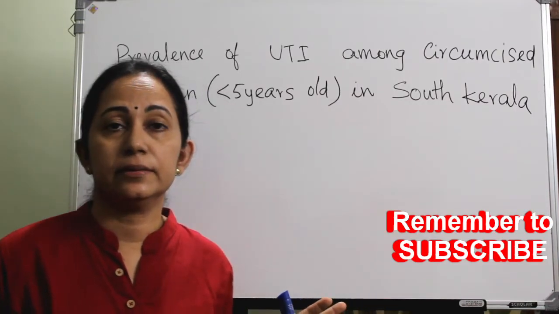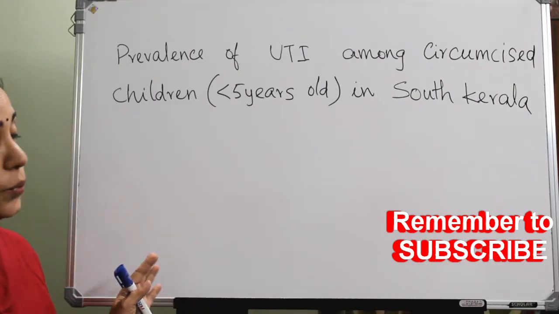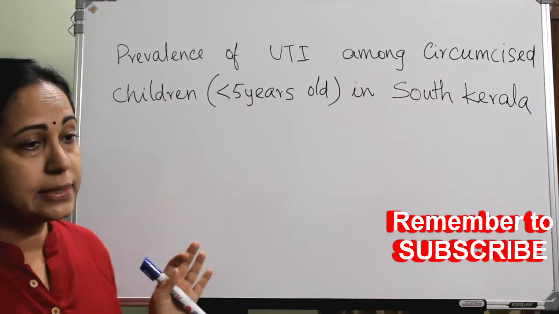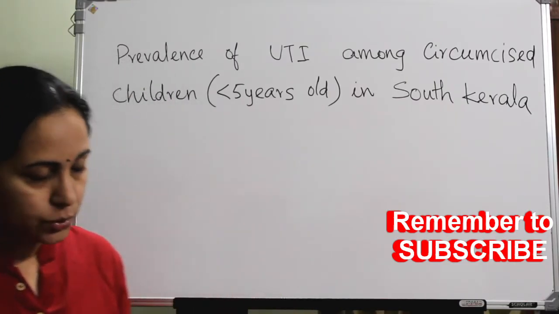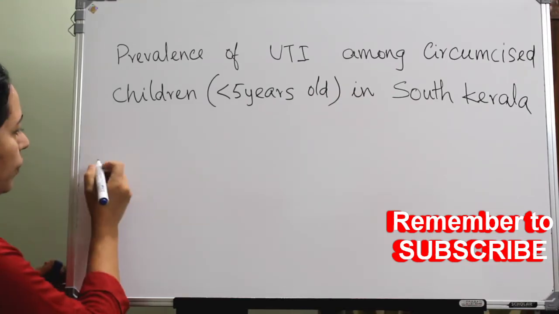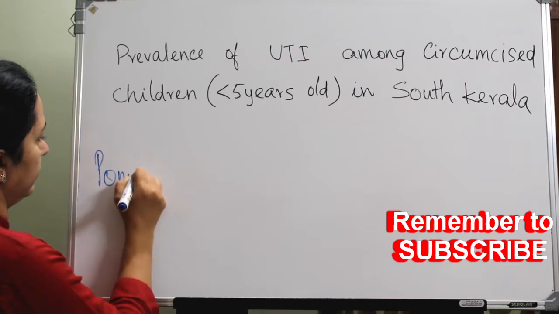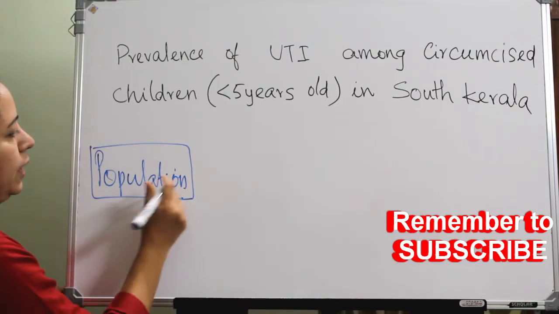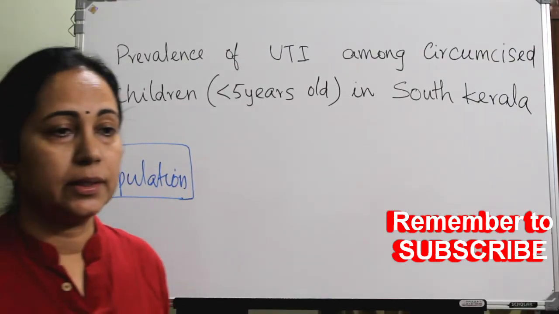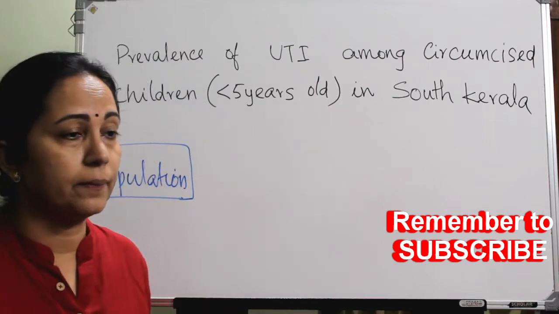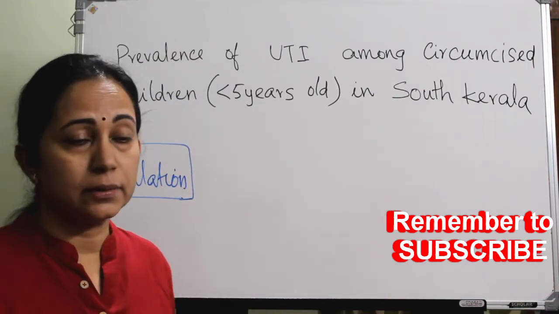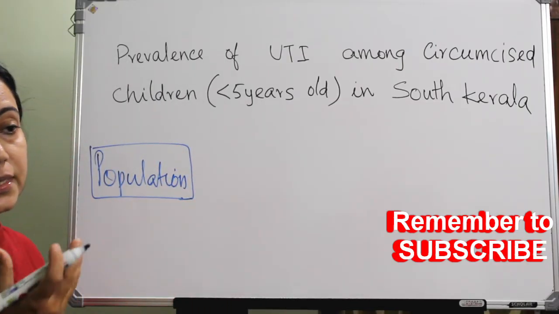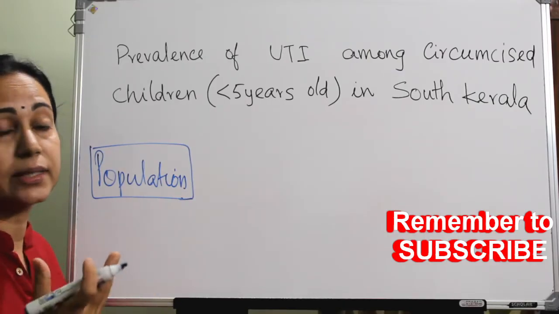The investigator wants to estimate the prevalence of urinary tract infection among children who have been circumcised, that is, less than 5 years old, in South Kerala. So there is a population, and this population is very big. That is, children of less than 5 years old among South Kerala, and from that, depending upon certain characters, we are deriving the target population.